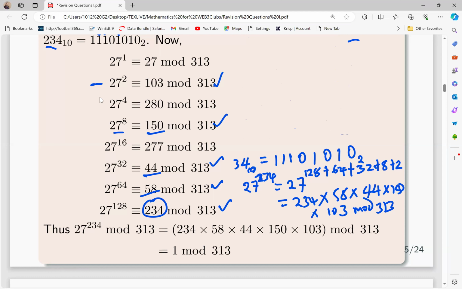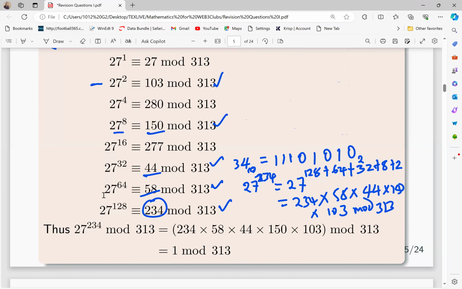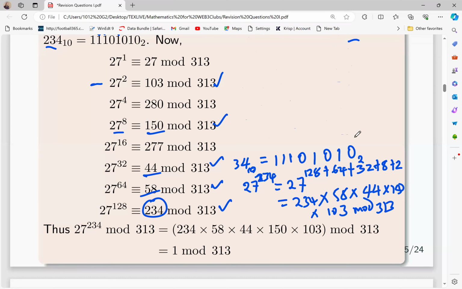Any question? Yes. 27 square. Here. Oh, yeah. Let's go back to the question you were answering. We just wanted to find 27 raised to what? 27 raised to 234. Was it? 234.